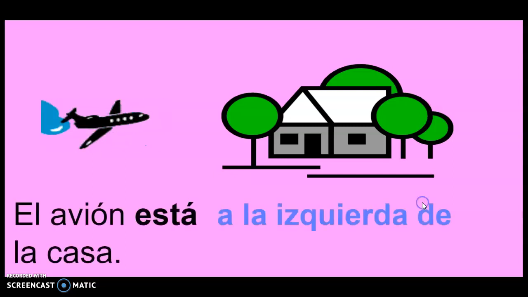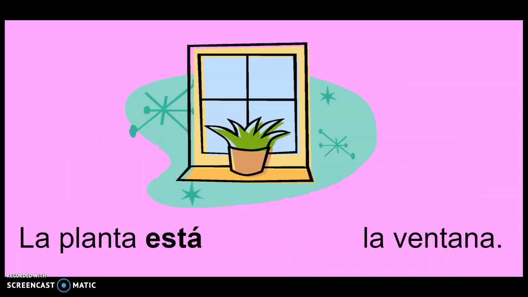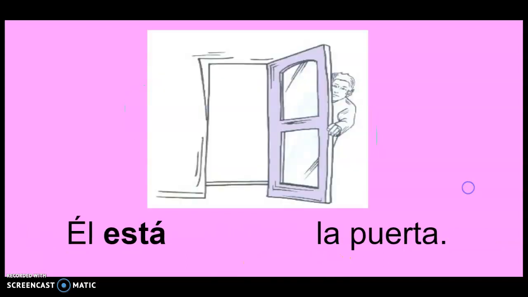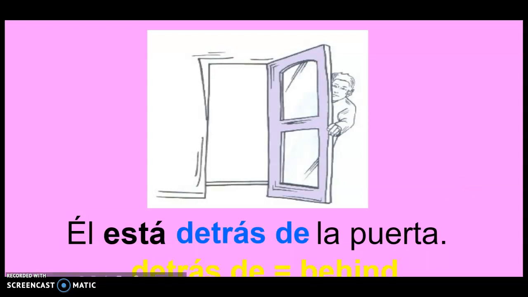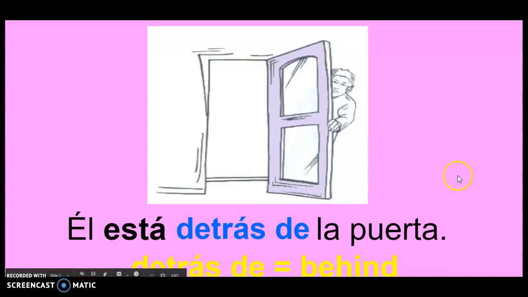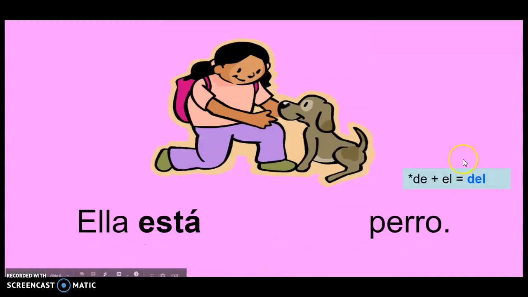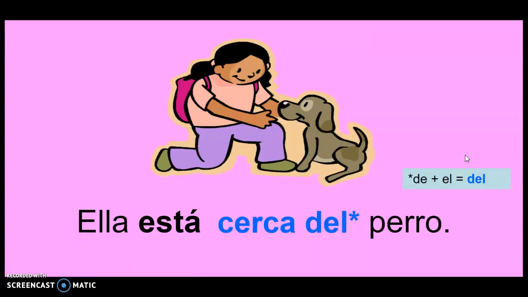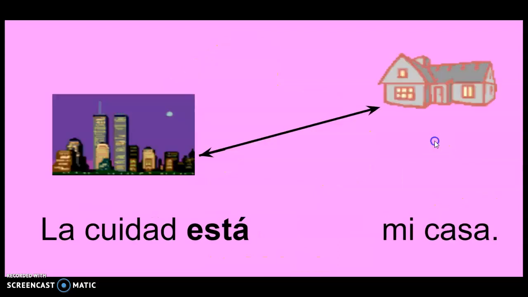So, el avión está a la izquierda de la casa. A la izquierda de, to the left of. La planta está delante de la ventana. Él está detrás de la puerta. Detrás de means behind. Ella está cerca del perro. Close to or near to. And remember again, de and el becomes del.